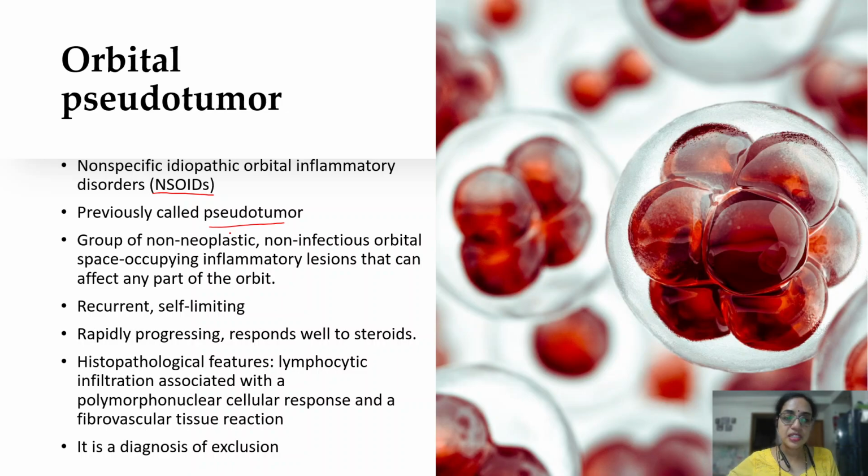So, what is it? It is a group of non-neoplastic, non-infectious orbital space-occupying inflammatory lesions that can affect any part of the orbit. It's usually recurring and self-limiting and associated with a lot of pain and inflammation. It's rapidly progressing and responds very well to steroids. Histopathological features include lymphocytic infiltration of the affected tissue, and there is an associated PMNL response with a fibrovascular tissue reaction. So it's a diagnosis of exclusion. Just by looking at a patient, you cannot label them as pseudotumor.